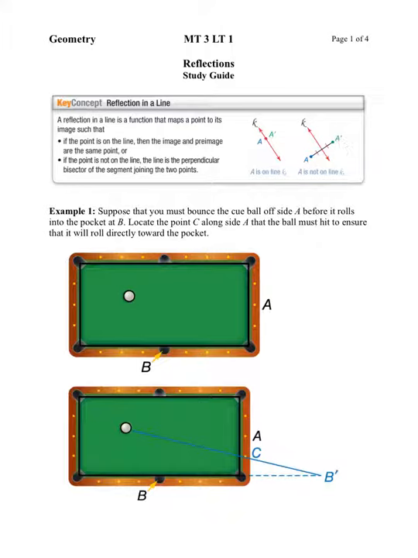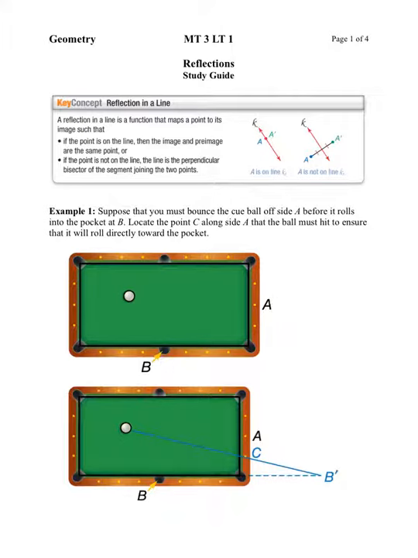If we take a look at example 1, what we're going to do is play a game of billiards where you have to bounce it off a certain side. It kind of looks like a pool table, but billiards is a little bit different. We're going to take our ball and put it into the hole at B, but we have to reflect it across A, this line A. So here's what we do.